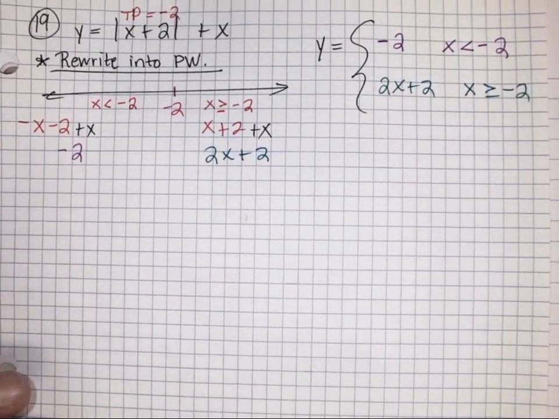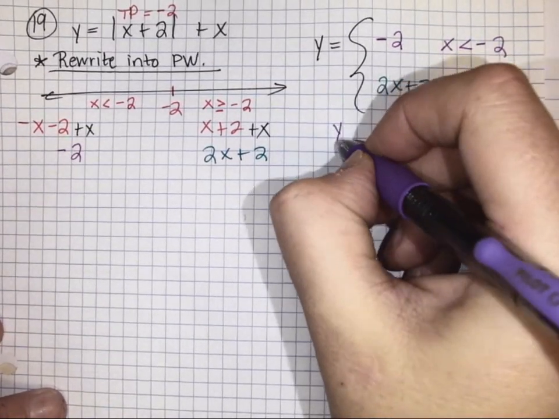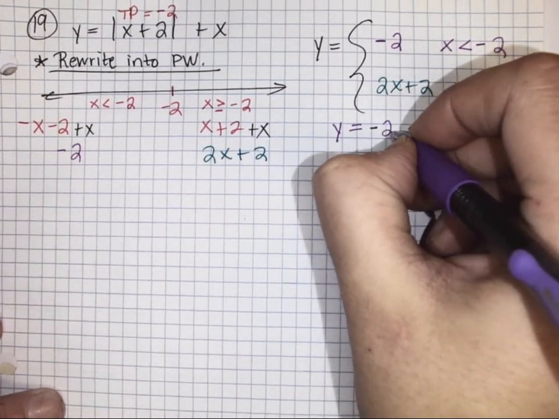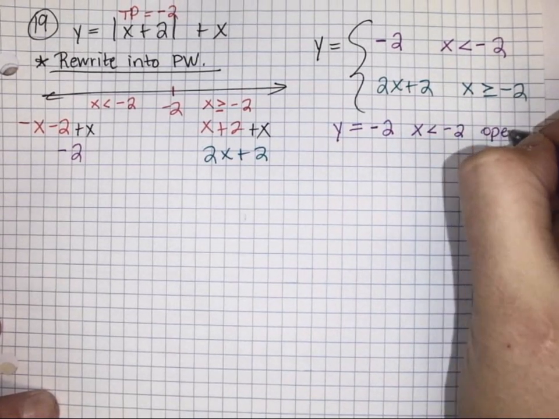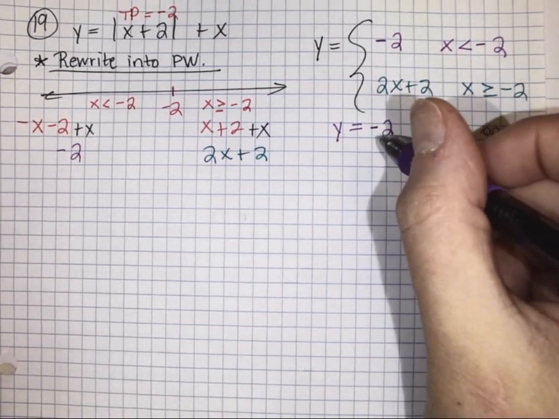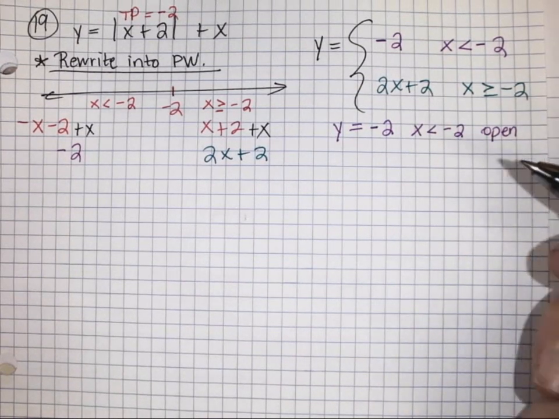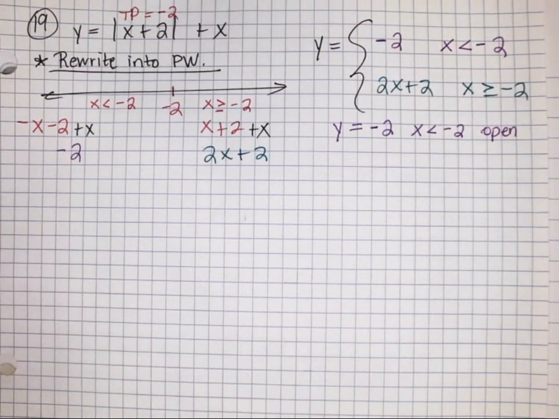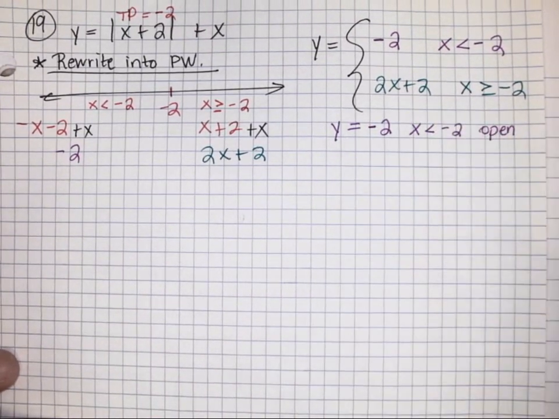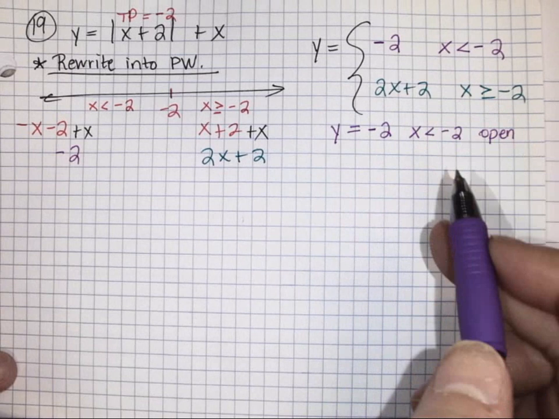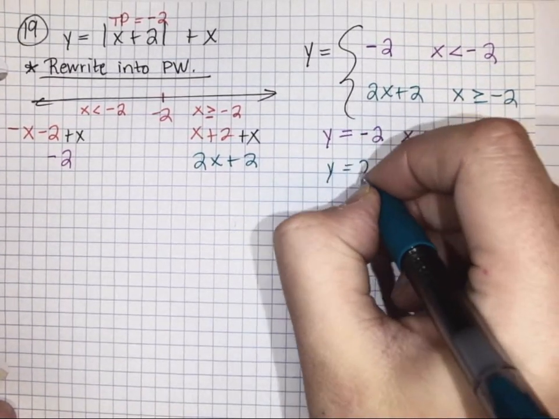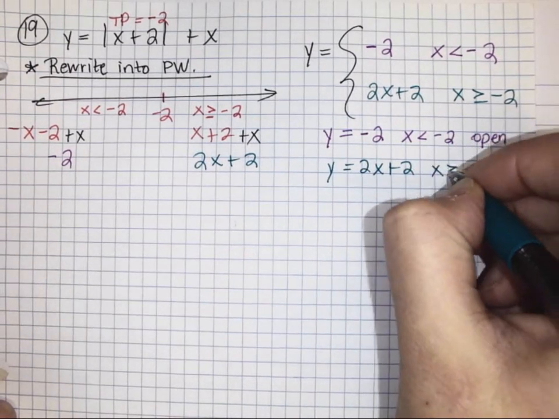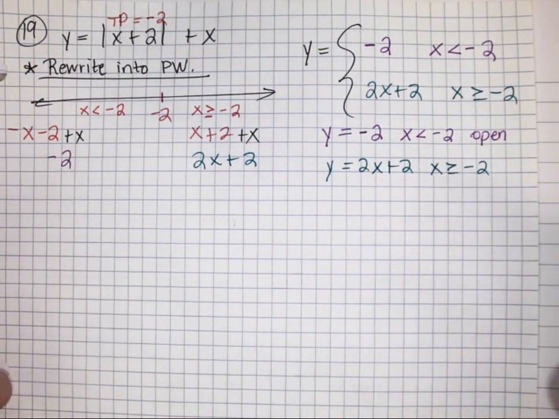When we graph that, so we have y equals -2, that's a horizontal line. You're going to have an open hole at -2, -2, and it's going to be going straight across to the left. So you're going to start at -2, -2, and go to the left. All right, for this part, y equals 2x plus 2, x is greater than or equal to -2.